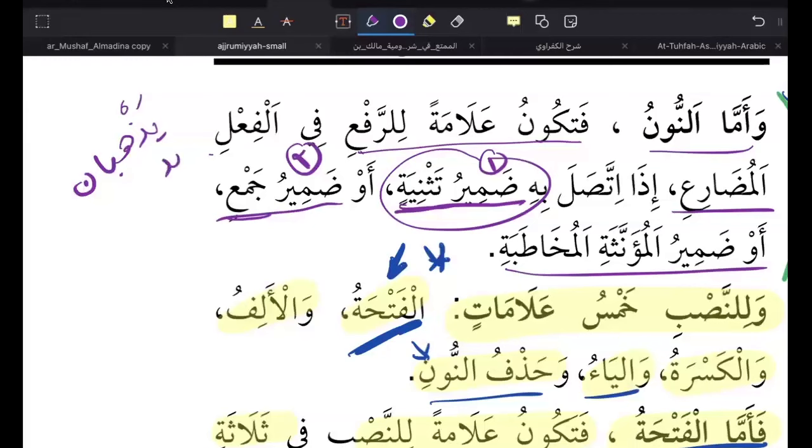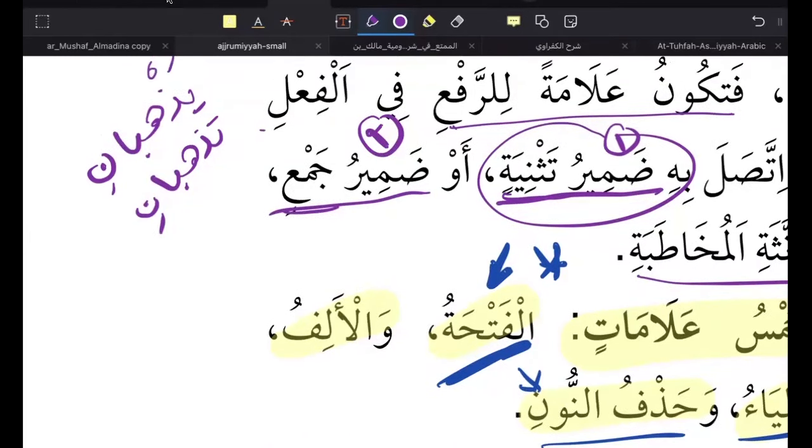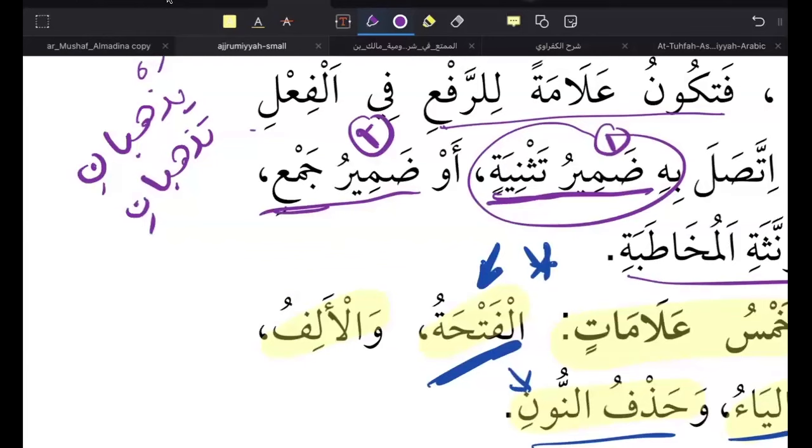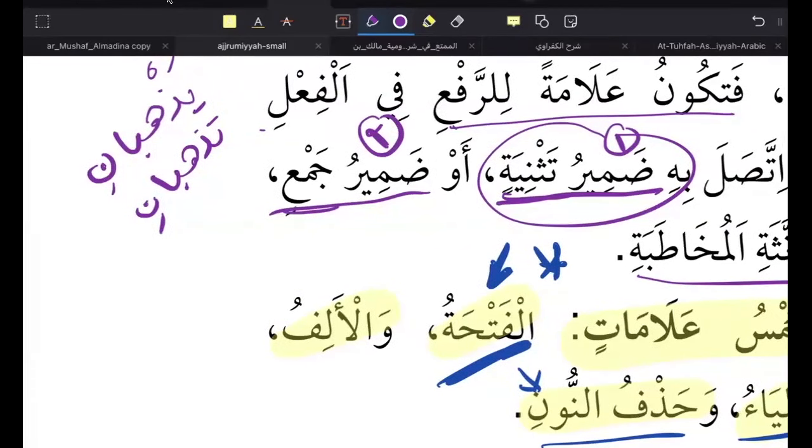And also, what? Tadhhabani. And this is also, remember, we mentioned that the mudare, we say it is similar to nouns. And this is also another way they are similar. As you know, in nouns, when you do dual, we add alif and noon. Kitabani, qalamani. And that same thing we do with the verbs as well. When we have dual, we just add alif and noon.